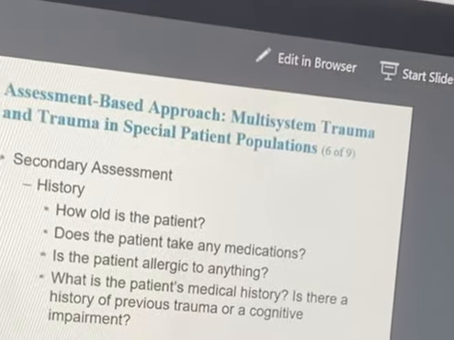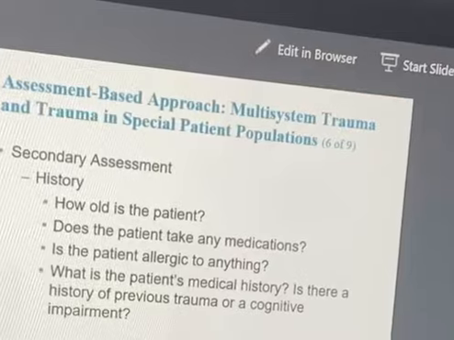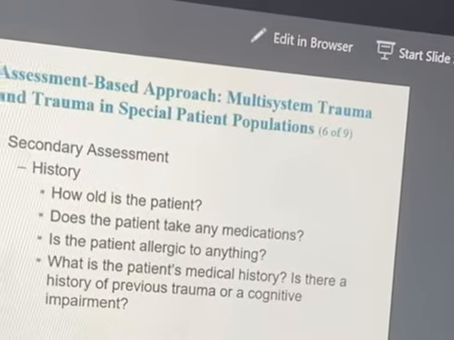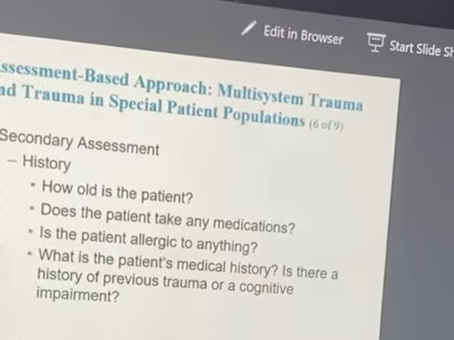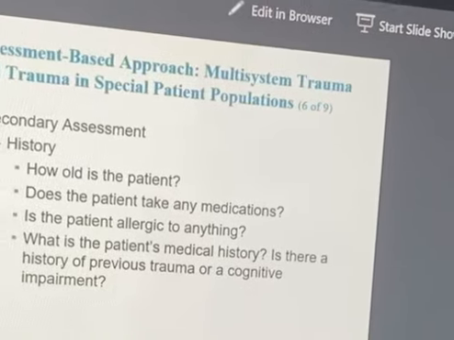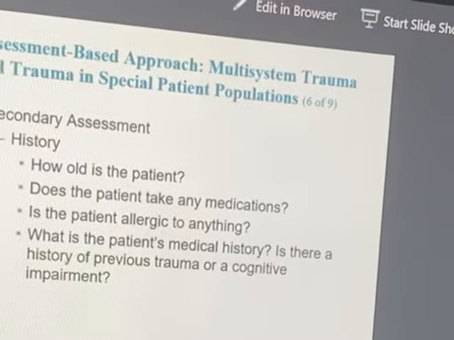All right. How old is the patient exactly? Do they take any medicine? Are they allergic to anything? What's their medical history? Are they supposed to take medicines that they don't take?